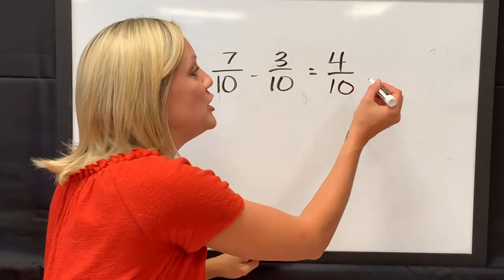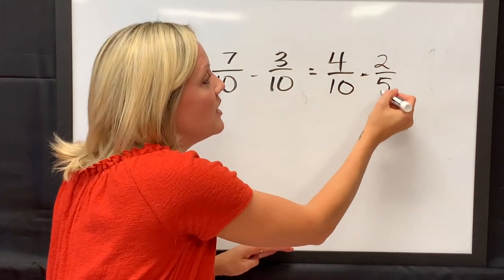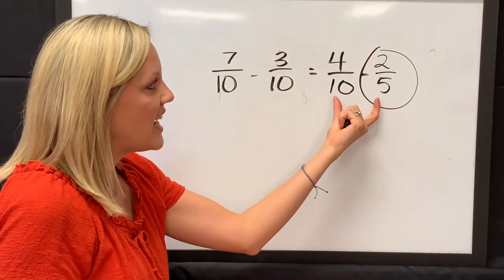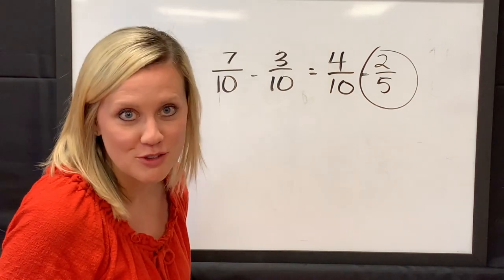Half of 4 is 2, and half of 10 is 5. So our reduced answer is 2/5. Now these are the same value. This one is just the better answer because it's reduced. Okay?